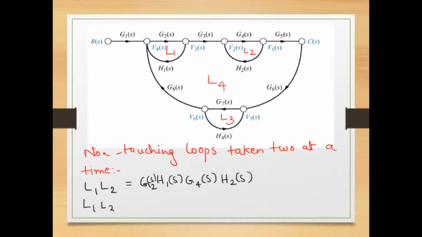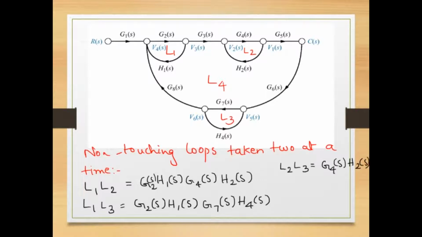L1, L3 is G2(s) H1(s) into G7(s) H4(s). And the last combination is L2, L3. L2, L3 means the path gain is G4(s) H2(s), and L3 is G7(s) H4(s). So for the non-touching loops taken 2 at a time, we have 3 combinations.